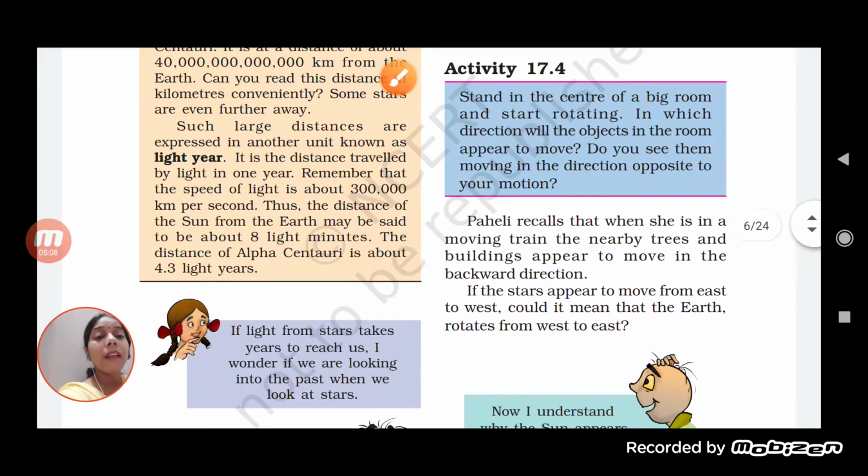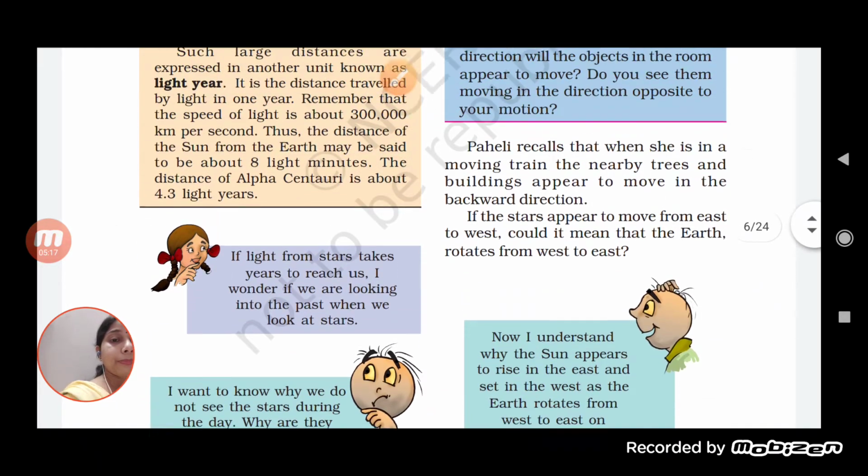So you can see Alpha Centauri is about 4.3 light years. Now let us see about the stars only.